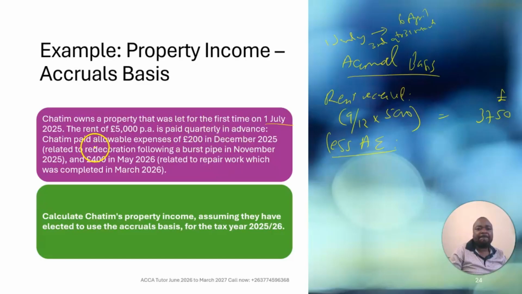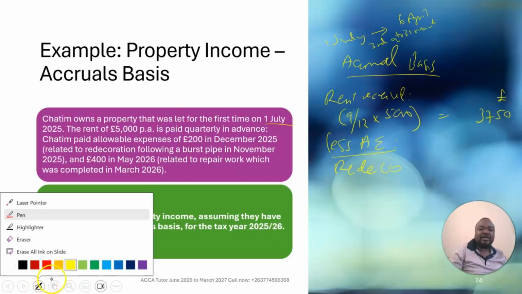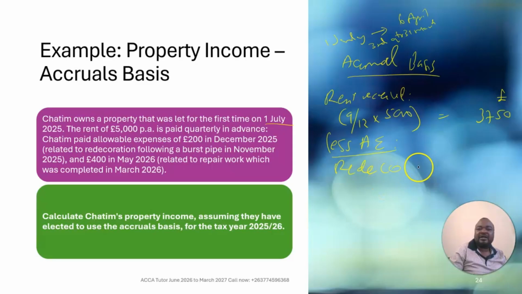Okay, Chatting paid allowable expenses of 200 related to redecoration. My pen is no longer visible there. Let me try to use the black pen. Hope it is the redecoration. Sorry, the redecoration. How much was it? The expense was 200. It's good practice to put the expenses in their own column.